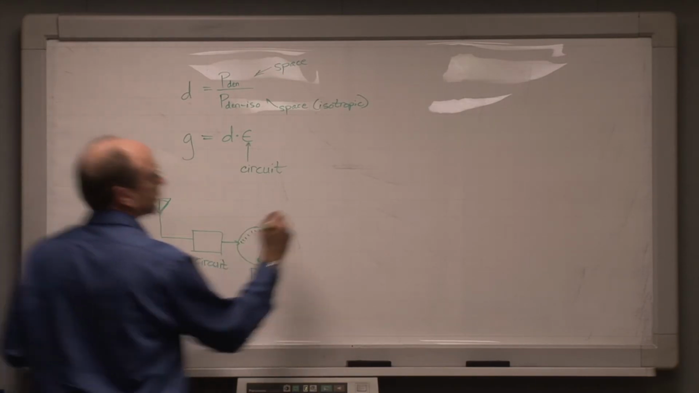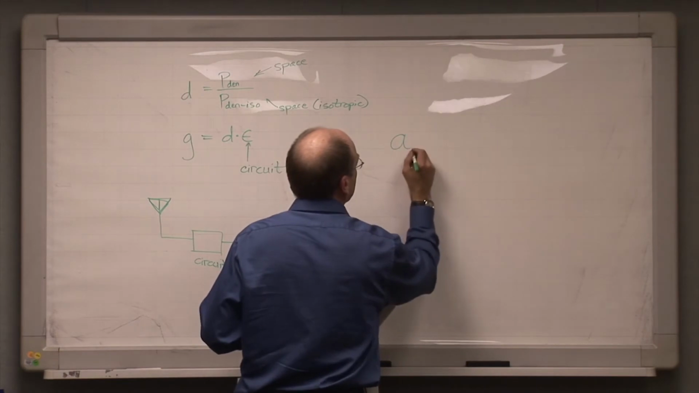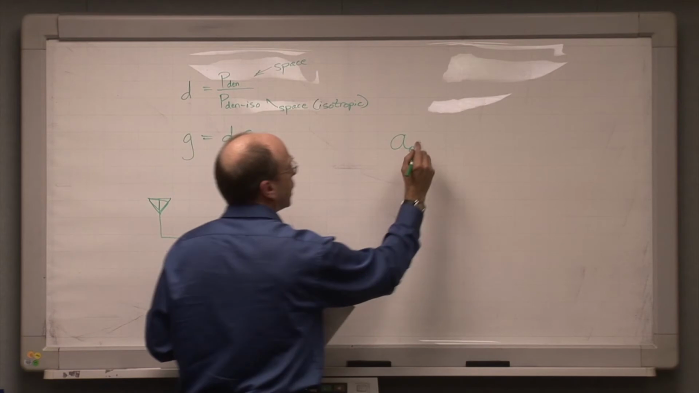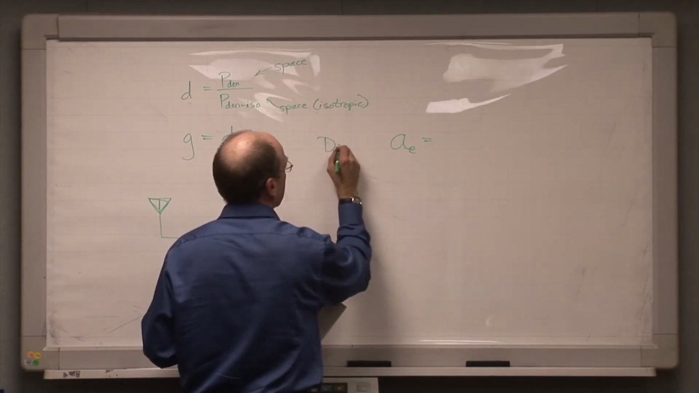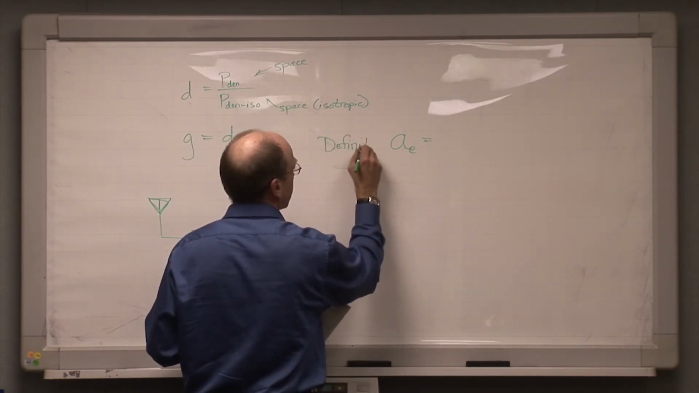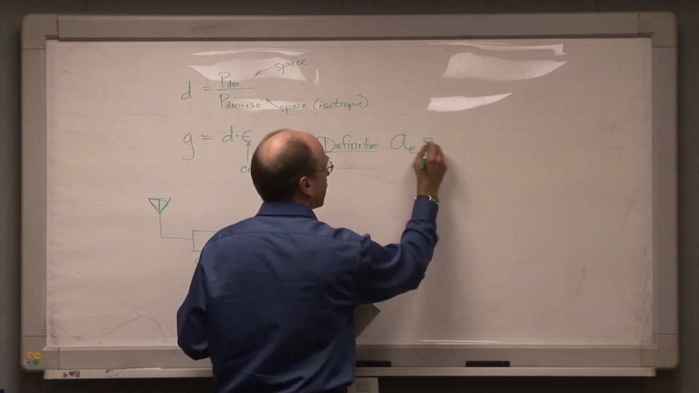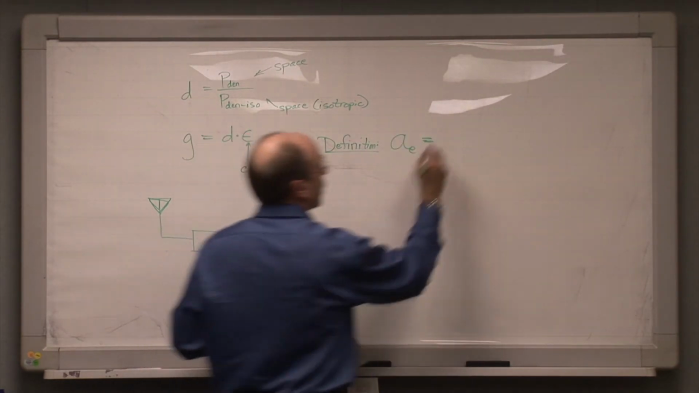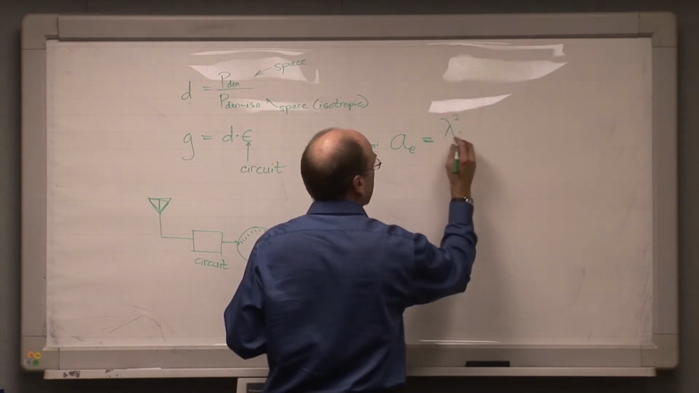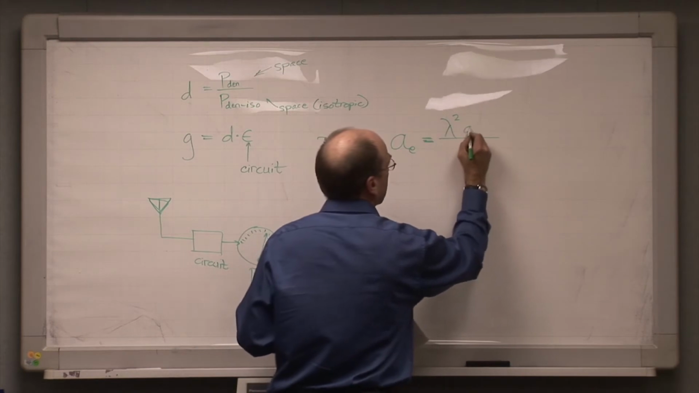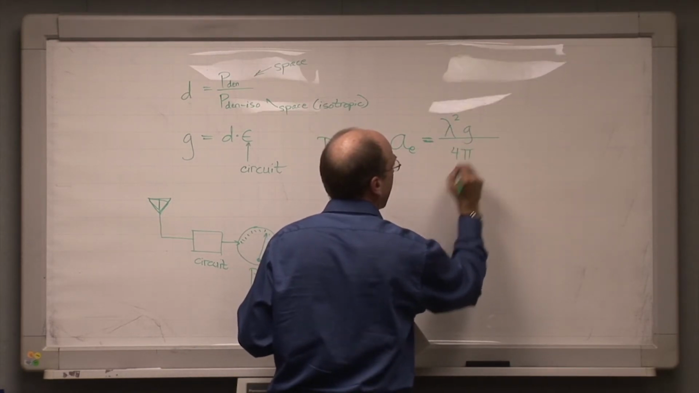Now, the definition of the effective aperture, A sub E, this is definitional. There are justifications for the definition. I'm not going to go into them here. But by definition, the effective aperture of an isotropic antenna is equal to the wavelength of the radiation that's coming in or out of it squared, lambda squared, times G divided by 4 pi.